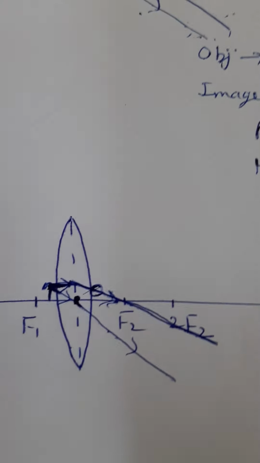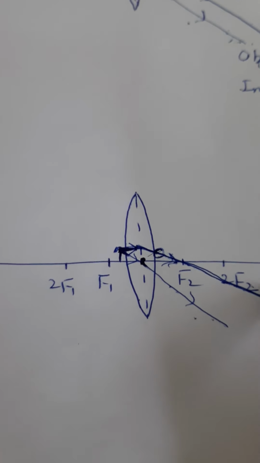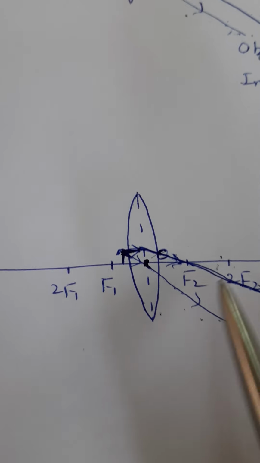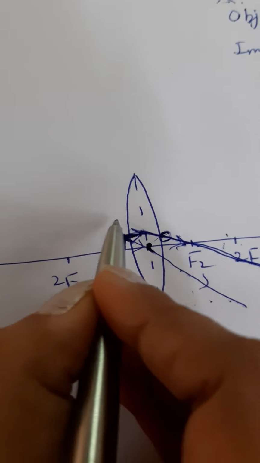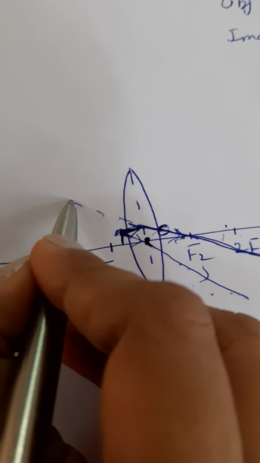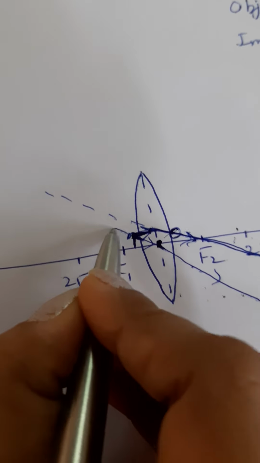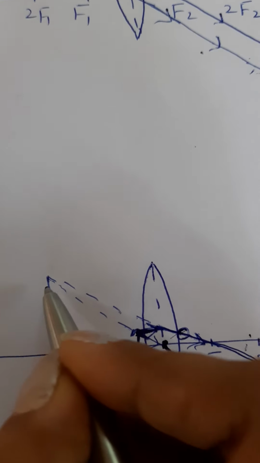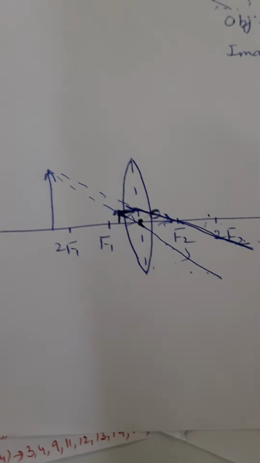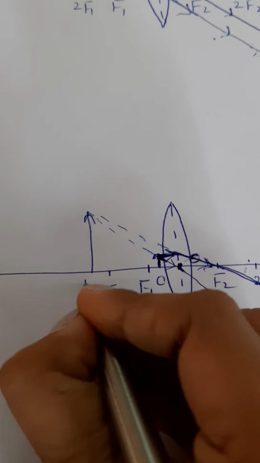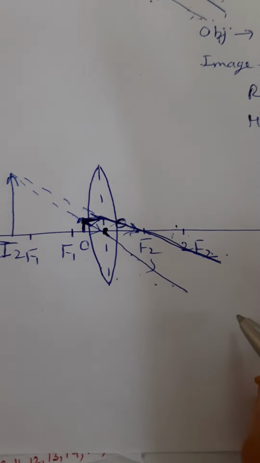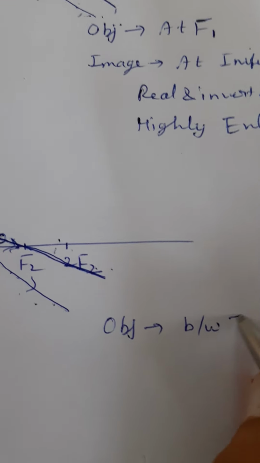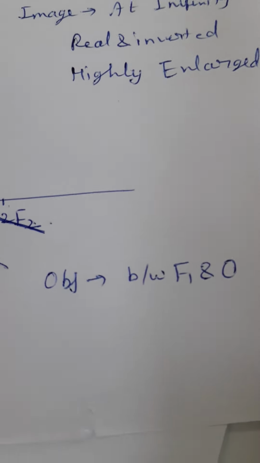Here you see it is clearly visible, they will never meet on this side. So what we need to do is extend these two rays at the back side, imaginary ones with dotted lines. This one also extend. Wherever they meet, there the image will form. This is the object, this is smaller, and this is the image. So what is the position of the object? The object is between F1 and O.